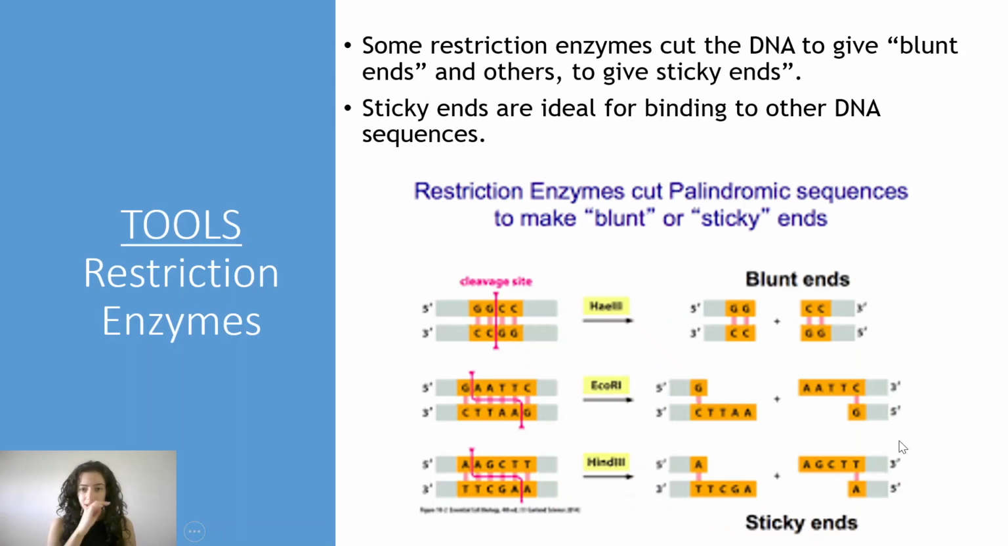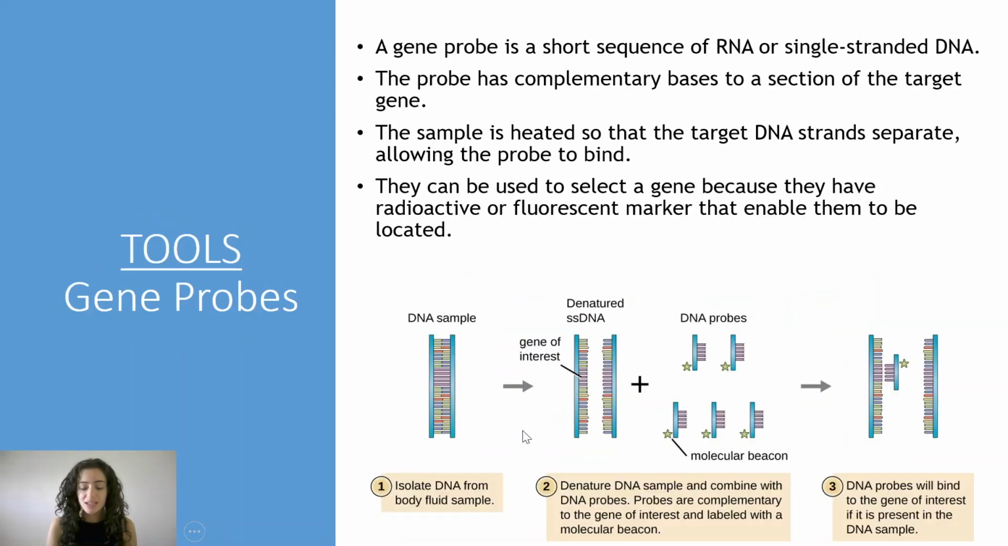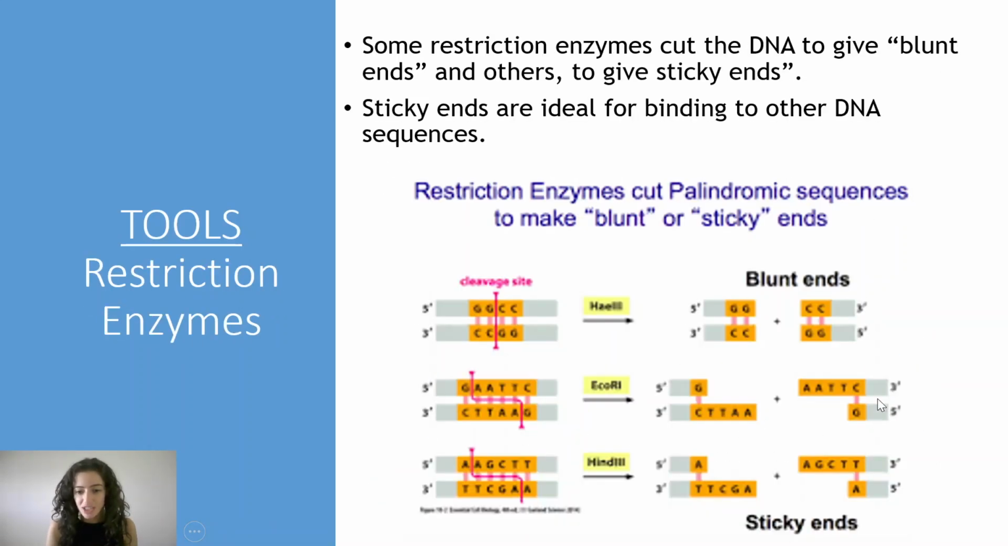So if we look on the next slide, some restriction enzymes will make that kind of cut like this, which gives us sticky ends. Some will just go straight down, and that gives us blunt ends. Which we're going to look at in a moment, if we have sticky ends, that's ideal for then binding to another sequence of DNA because it makes sure that it's going in at the precise position in the DNA strand.